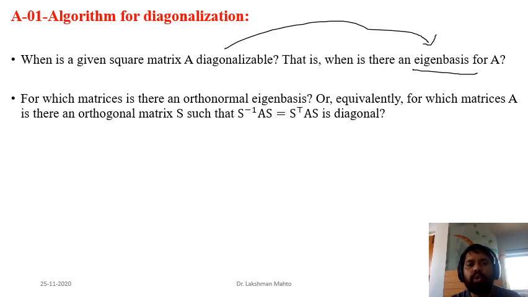Now, further questions will come: for which matrices is there an orthogonal eigenbasis? Apart from an eigenbasis, now we look for a special kind of eigenbasis, that means an orthonormal basis. Which kind of matrices have an orthonormal basis? This is a more difficult question than the previous two. Equivalently, for which matrices A is there an orthogonal matrix S such that S inverse AS equals S transpose AS? This is the concept we know: if S is orthonormal, then its inverse is simply its transpose.